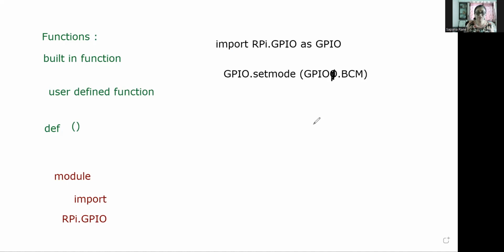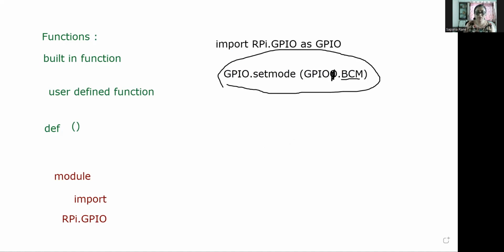This you must use, and if you are using this statement, it means you are setting up the channel, and you can use the Broadcom channel numbers instead of physical pin numbers. On our board, you have seen there are physical pin numbers and also Broadcom channel numbers, which are present on your system on chip. So anyone you can use.